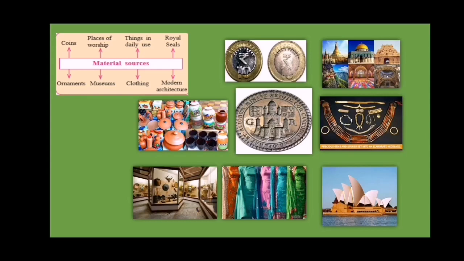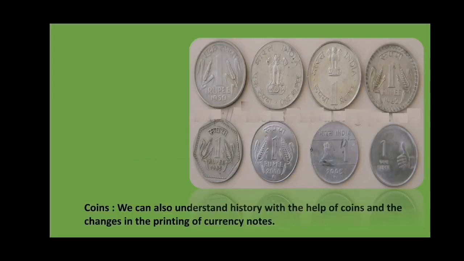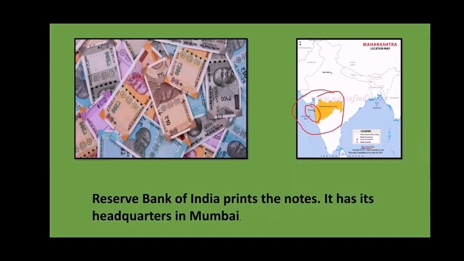Coins, as you can see in the picture, places of worship, things in daily use, royal seals, ornaments, museums, clothing, modern architecture. Coins: we can also understand history with the help of coins and the changes in the printing of currency notes. See, previously what kind of coins were there, from ancient to today. This gives us a glimpse of history and changing lifestyle. The Reserve Bank of India prints the notes. It has its headquarters in Mumbai, as you can see on the map of India. Reserve Bank, what does it print? Notes. Where is its headquarters? In Mumbai.